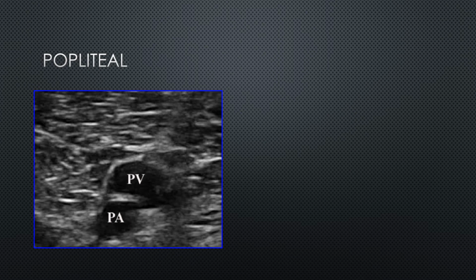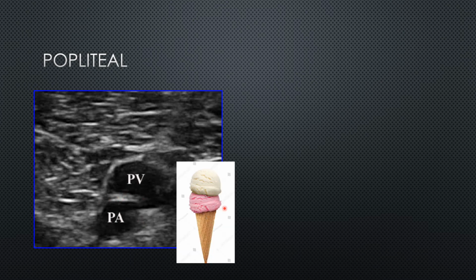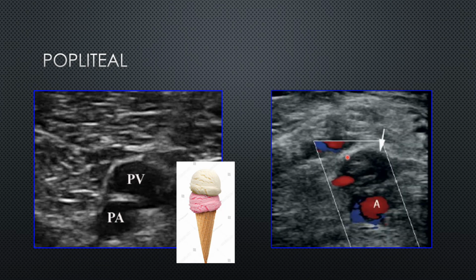So the second place where we scan in terms of the 2-point compression technique is the popliteal trifurcation. So here we're scanning from behind the knee. So the most superficial structure here, the structure closest to the probe, is the popliteal vein. So this is the most posterior structure. And then the popliteal artery is deep to that. This is sometimes referred to as like 2 scoops of ice cream. And here's an example of a clot within the popliteal vein. So within that vanilla scoop of ice cream, we can see this bright echogenic thrombus.